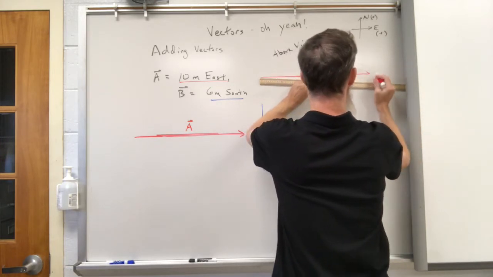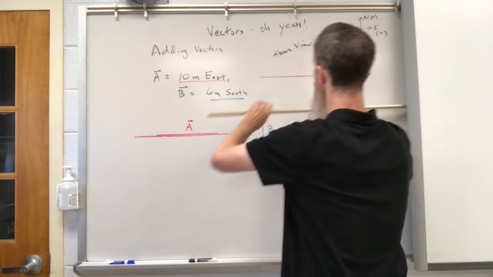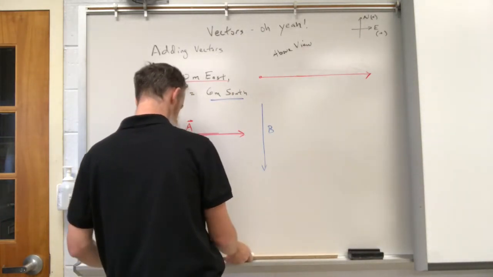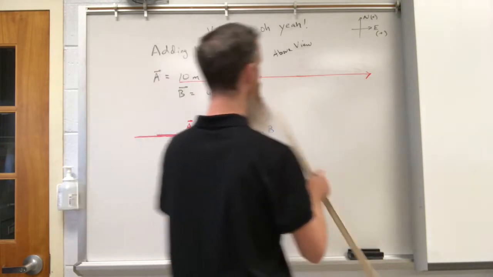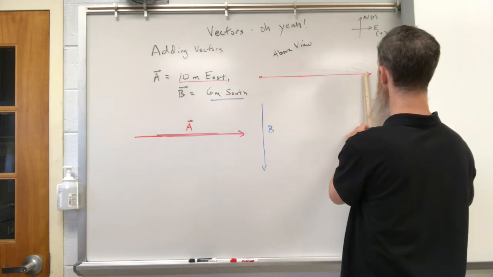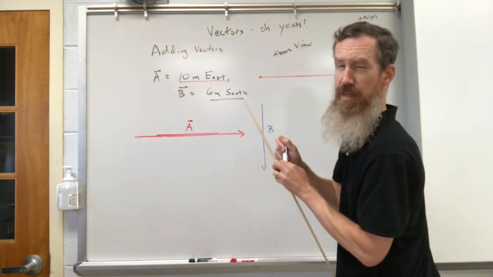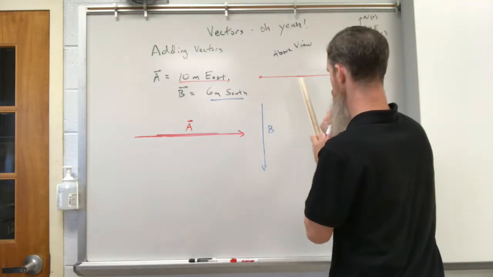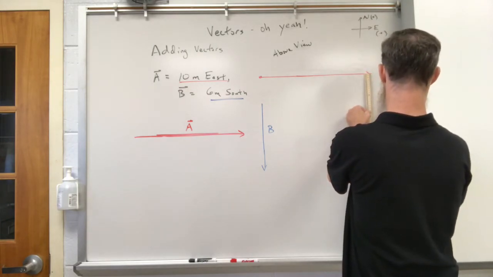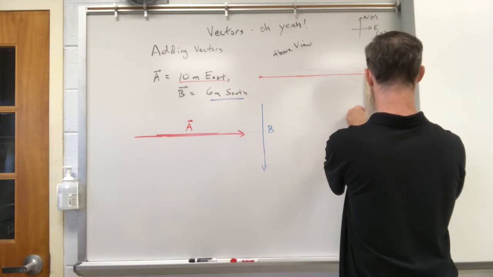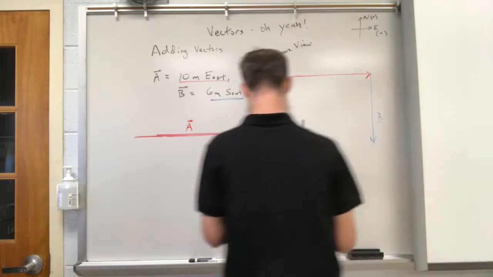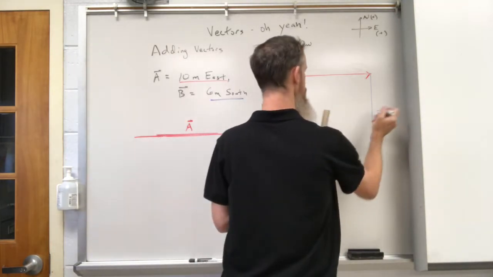About right. It's a little messy. And then I'm going to take vector B. I'm going to apply it. Now I've got to try to keep that 90 degrees. That's where graph paper comes in handy, or you can use a protractor because east and south are 90 degrees from each other. And that's vector B. And I should label them appropriately.